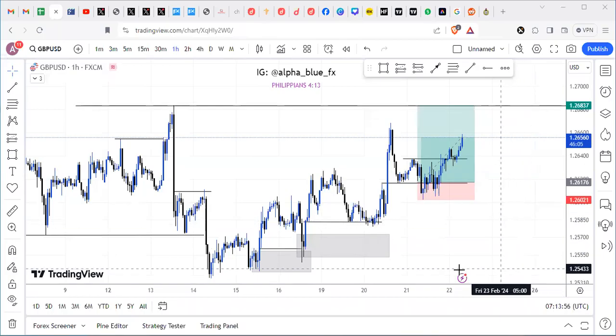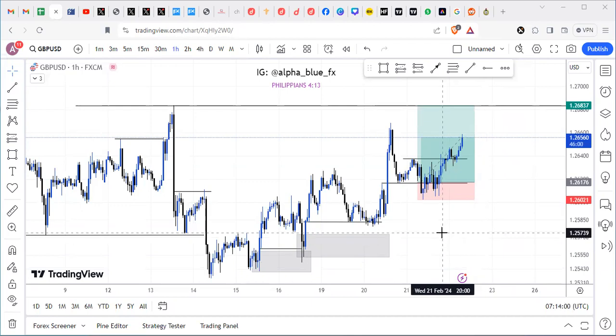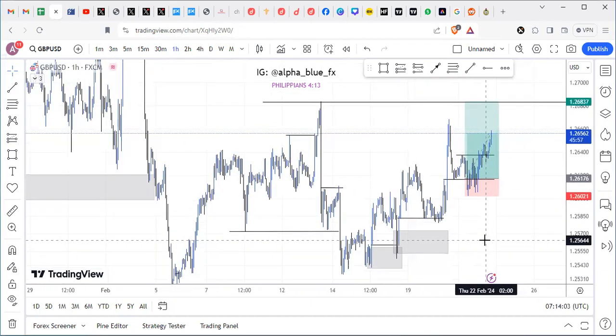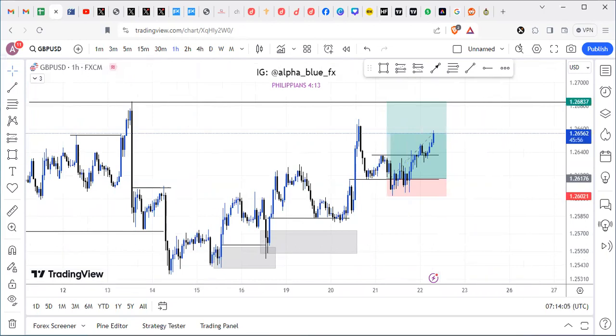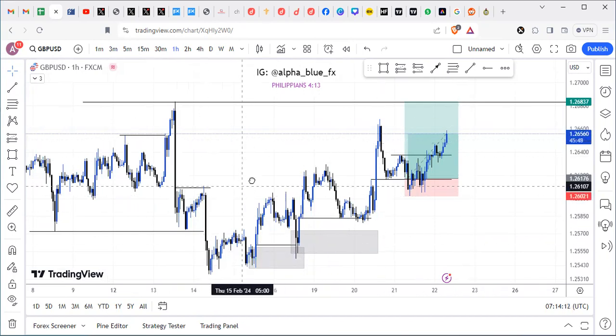In this video, I'm going to break down GBPUSD, and we're also going to look at EURUSD for today. So today is Thursday, the 22nd day of February. So this is what GBPUSD looks like. This is on the 1 hour time frame.